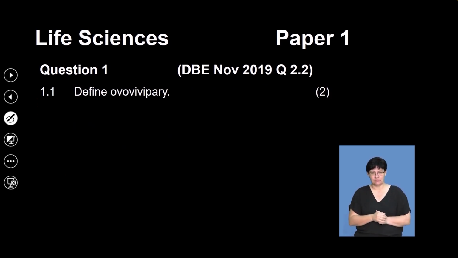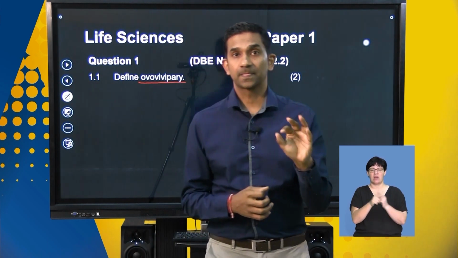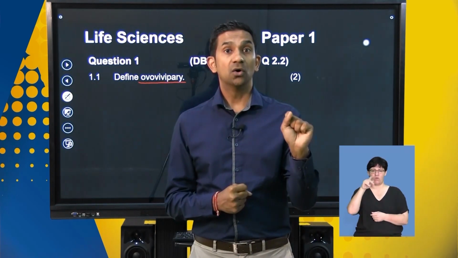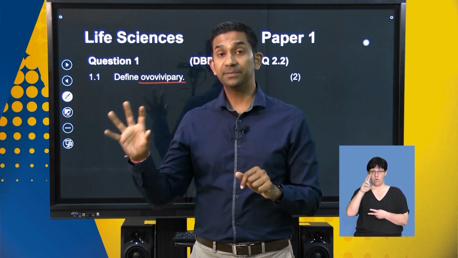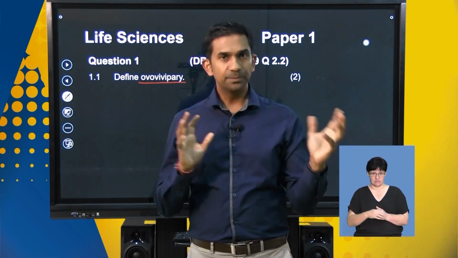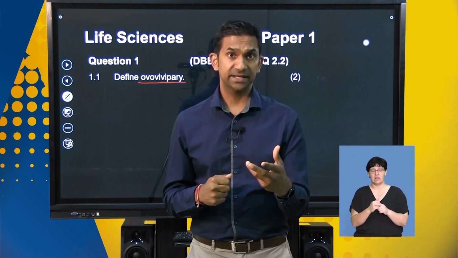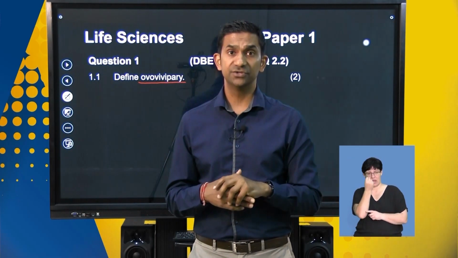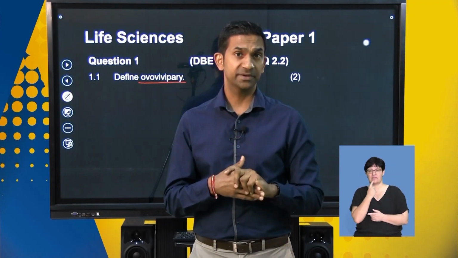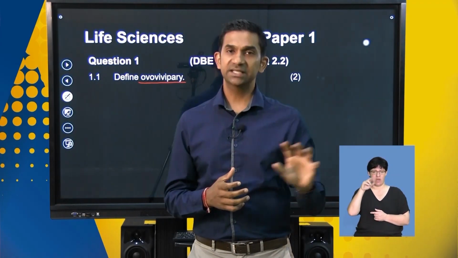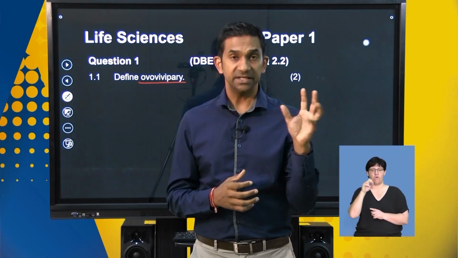So let's look at the questions that are related to this. So the first question, as I mentioned, you've got to know the definitions of the terms ovoviviparity. Now if we go back to reproductive strategies, there are 3 terms: oviparous, ovoviviparous, and then viviparity. Now if we compare these terms, it's easier to understand them, and often they get very confusing, especially ovoviviparous and oviparous.